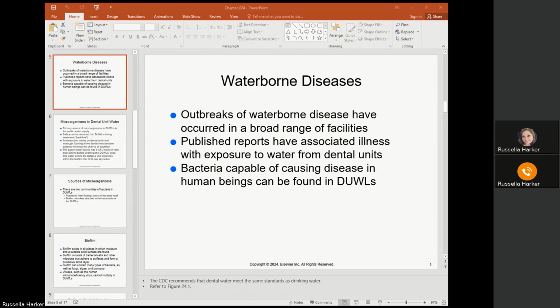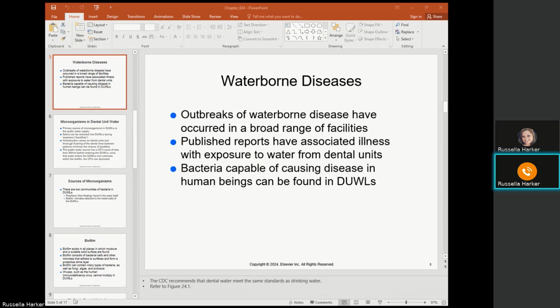So we need to be flushing and cleaning these water lines as recommended by the manufacturer, because that bacteria found in these water lines is capable of causing disease in humans.